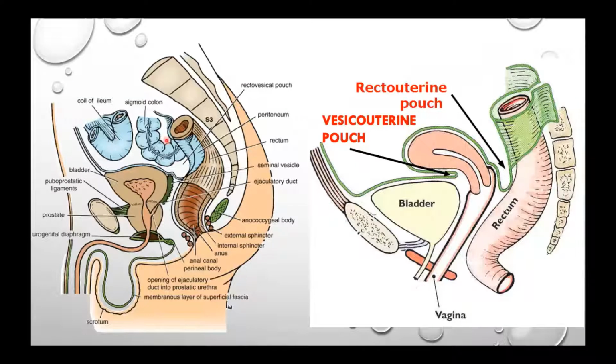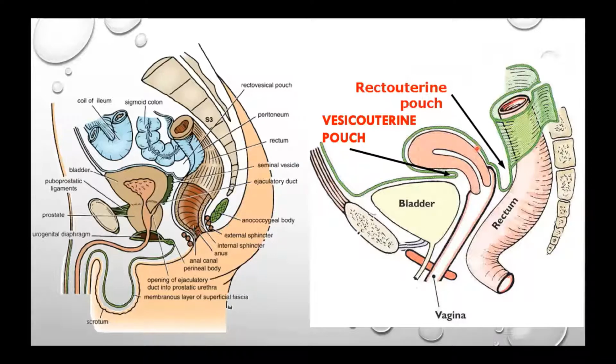You can see here, the superior surface is covered by peritoneum, and the sigmoid colon as well as the coils of ileum are present in the male pelvis. Whereas in the female pelvis, we can see the superior surface of the bladder is covered by peritoneum and formation of the vesicouterine pouch, and then we have the uterus, the cervix of the uterus as well as the body of the uterus also.